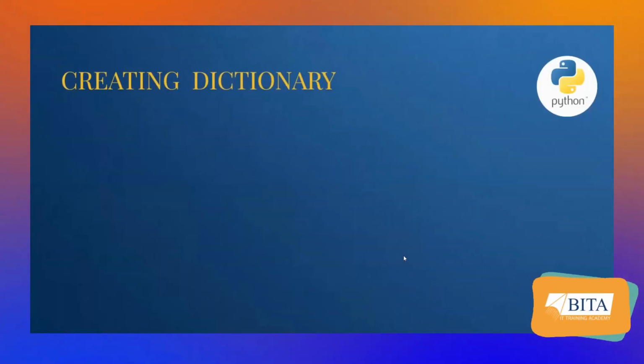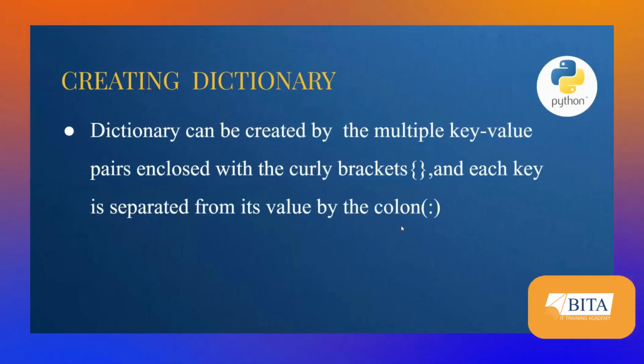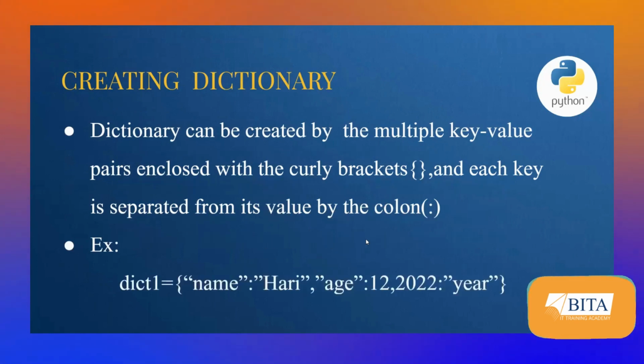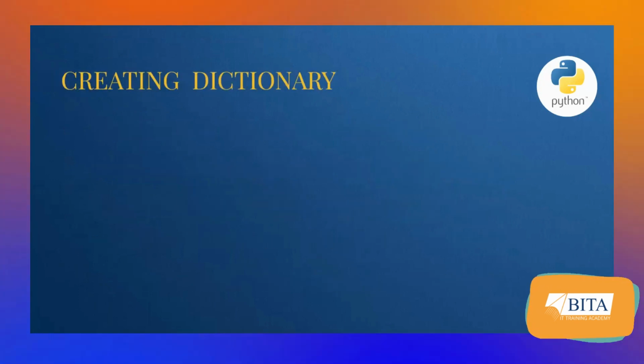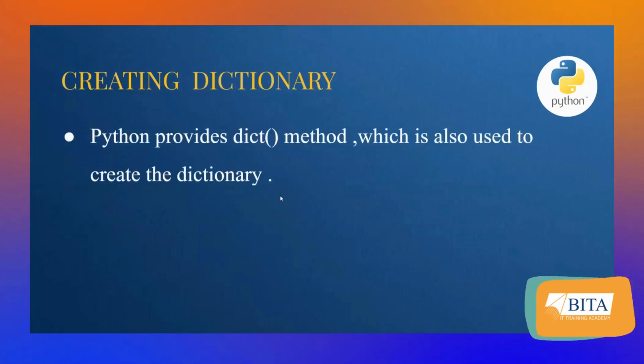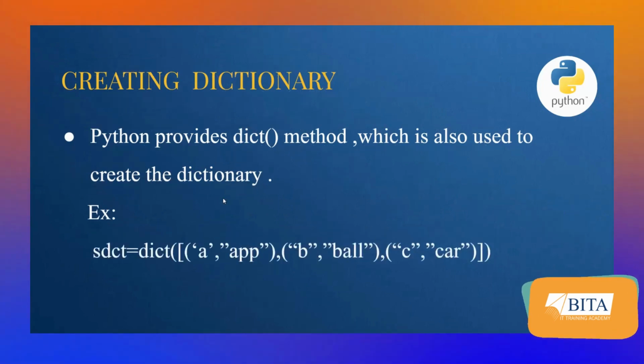How can we create the dictionary? By using curly brackets. We use the curly brackets, and the key-value pairs are separated by a colon. We can also create a dictionary by using the dict constructor. What is the dict constructor? We use dict with round brackets. This is called a dict constructor. Inside the dict constructor, we have to pass sequence type inputs in pair format. For example, we have a sequence of data, and each item will be a pair of inputs.